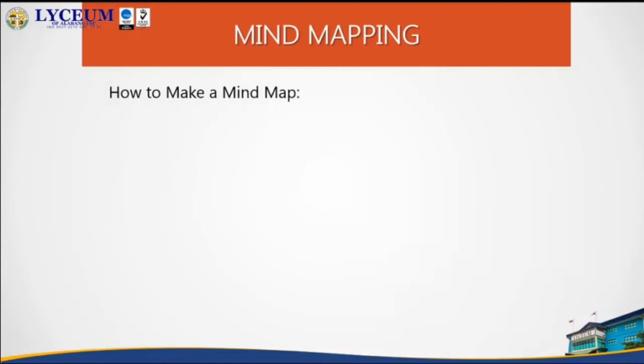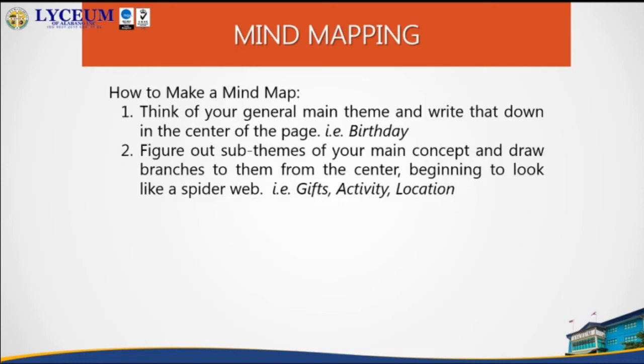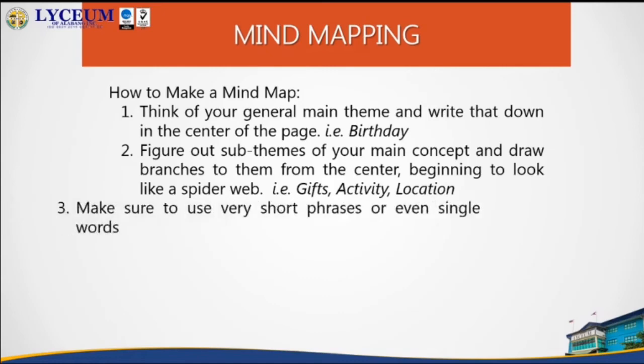So, how are we going to make a mind map? First, think of your general main theme and write that down at the center of the page. For example, birthday. Figure out the sub-themes for your main topic, and draw branches to them from the center, beginning to look like a spider web. So the first ones are gifts, activity, and location.